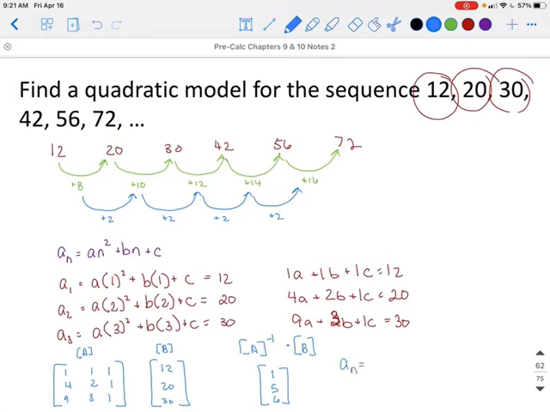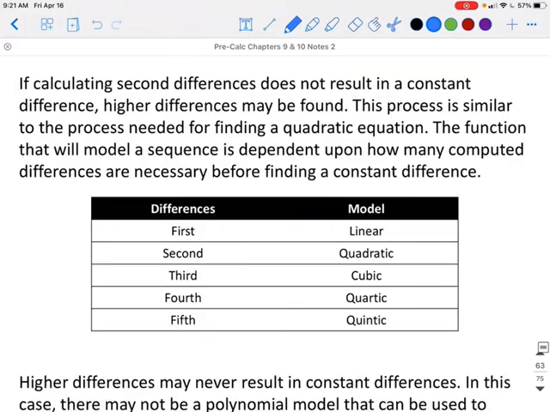So if we write our equation, we're going to come back and substitute them into here. So I'm going to have 1n squared plus 5n plus 6 as the equation for our sequence.